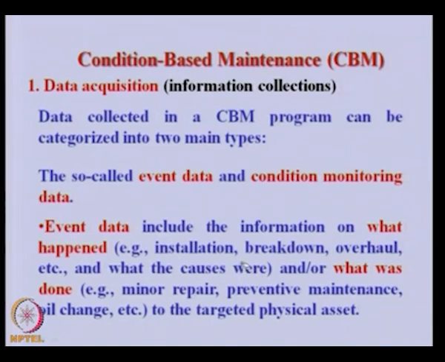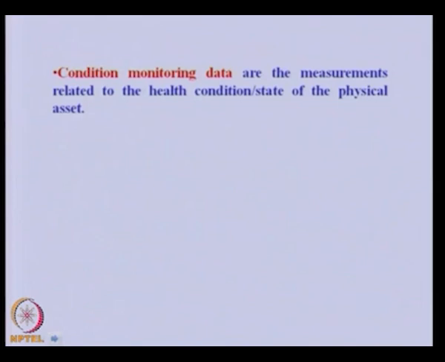So, that is some kind of event, and or what was done, such as minor repair, preventive maintenance, oil change, etc., to the targeted physical asset. So, this is some kind of event which will form the basis of the data acquisition, that is event data. Apart from this, we will be having condition monitoring data. These are measurements related to the health condition and state of the physical assets, like vibration, temperature, pressure, noise. These are the data which we collect, that fall under the condition monitoring data.